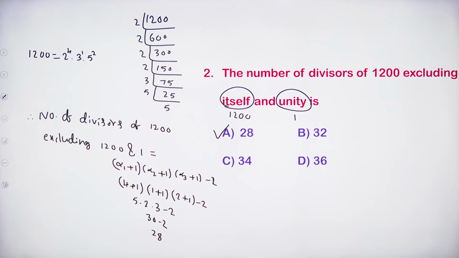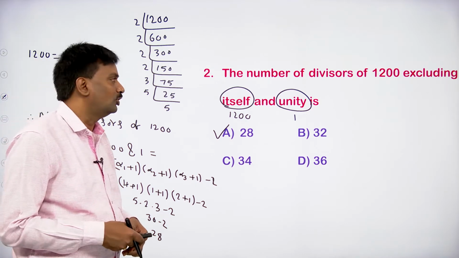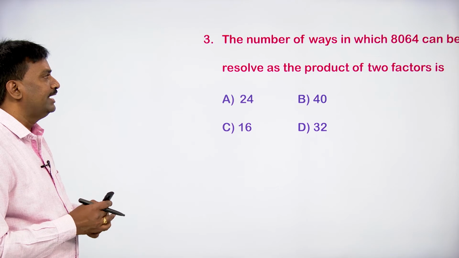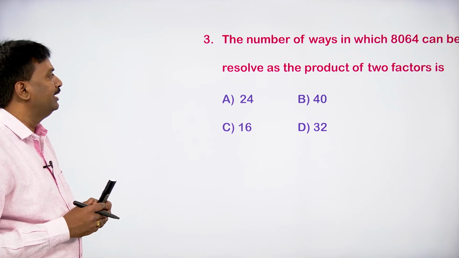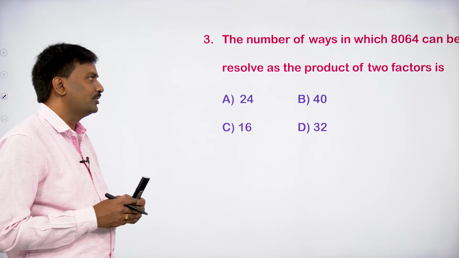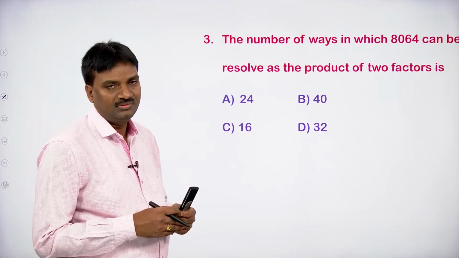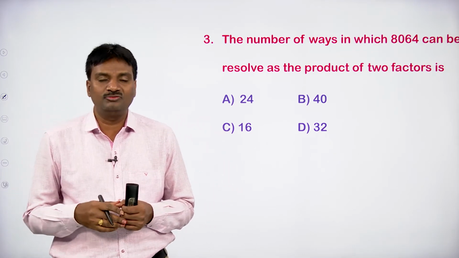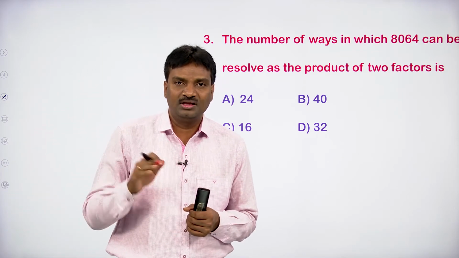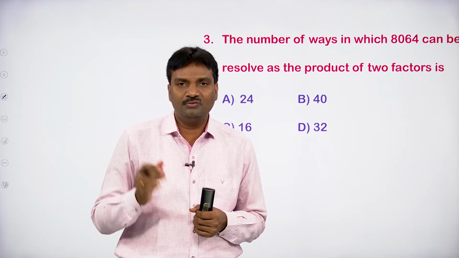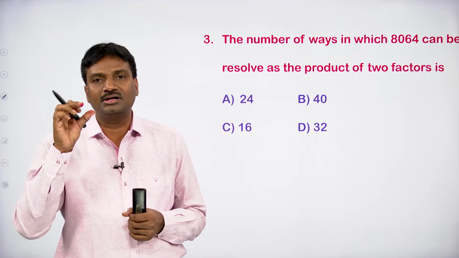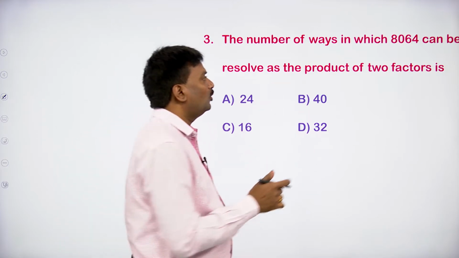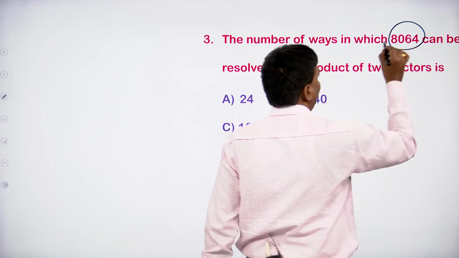Next, let us go to the next problem, that is the third problem. The number of ways in which 8064 can be resolved as the product of two factors. Here to express the given number as the product of two factors, for example 6: 1 into 6, 2 into 3. So we can express 6 as the product of two factors in two ways. But here 8064 is the given number.